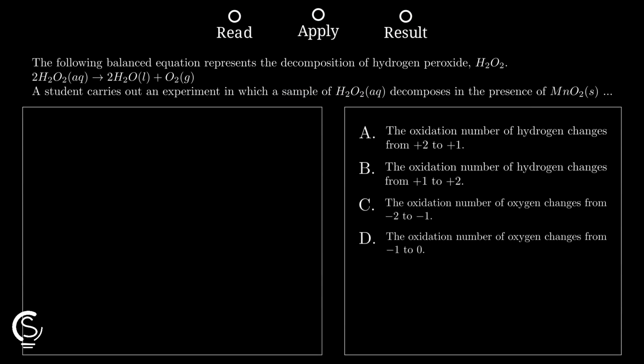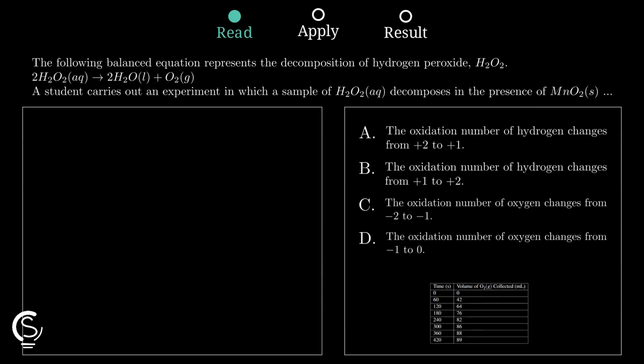First, let us look at the reactant hydrogen peroxide. In this specific peroxide compound, hydrogen maintains its usual +1 state, while oxygen is uniquely assigned an oxidation number of -1. Next, we examine the products which are water and oxygen gas.